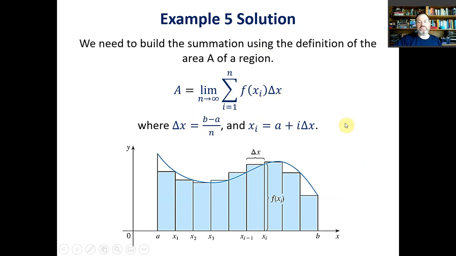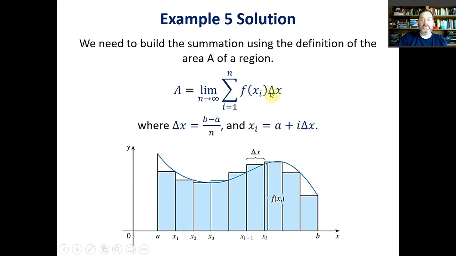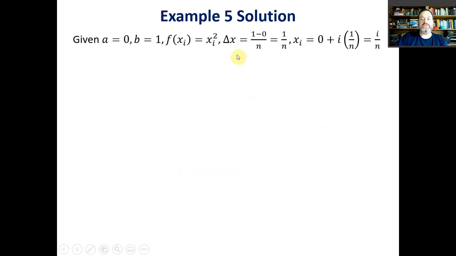So what we do is plug in all the known values. Look here: a is 0, b is 1. For f of xi, our function is x squared, so we just write xi squared. So xi is a plus i delta x. The function itself is x squared, so whatever your xi is, you plug that in. You'll see how this works when we get into it.